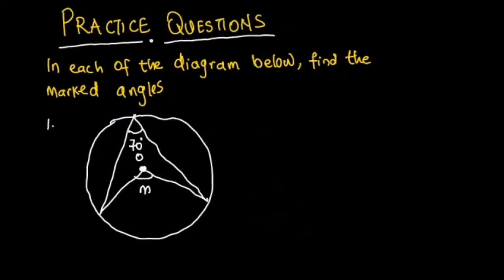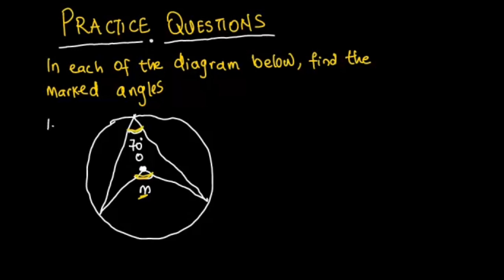So we have some practice questions in this video and we are going to take a look at them one after the other. So the first practice question here, and we have the instruction which says in each of the diagrams, find the marked angles. So we have this diagram here. Then we have this angle marked here as M. And we have an angle at the circumference which is 70 degrees and an angle at the center which is M.